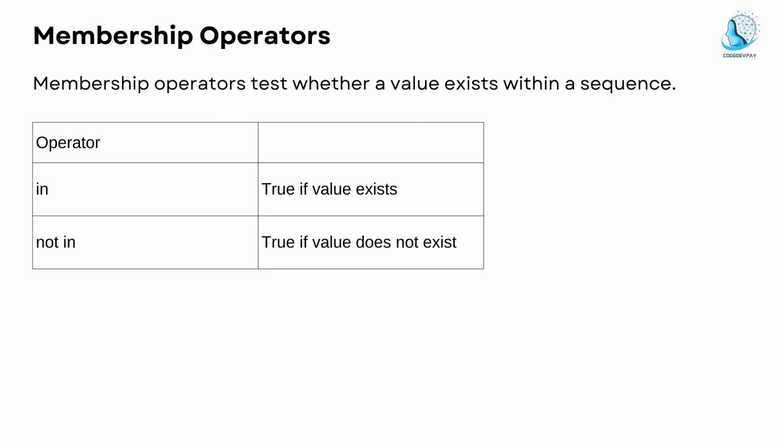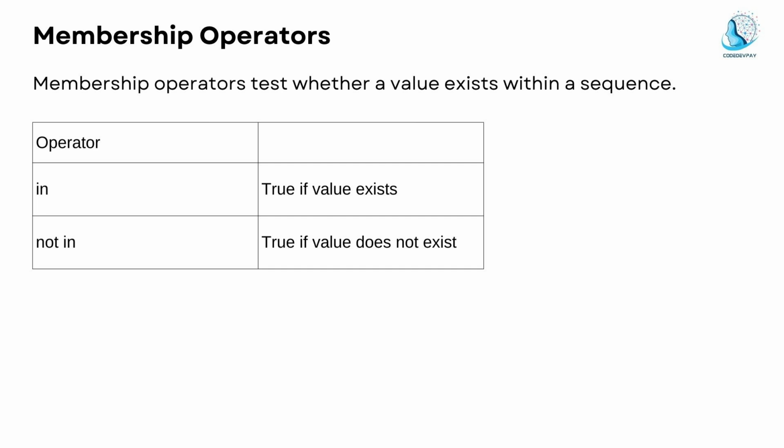Let's look at membership operators. Membership operators are basically used to test whether a value exists in a sequence. So let's look at these operators. We have in, which returns true if a value exists in a sequence. We have not in, which returns true if a value does not exist in a sequence. That's the same for the opposite side.